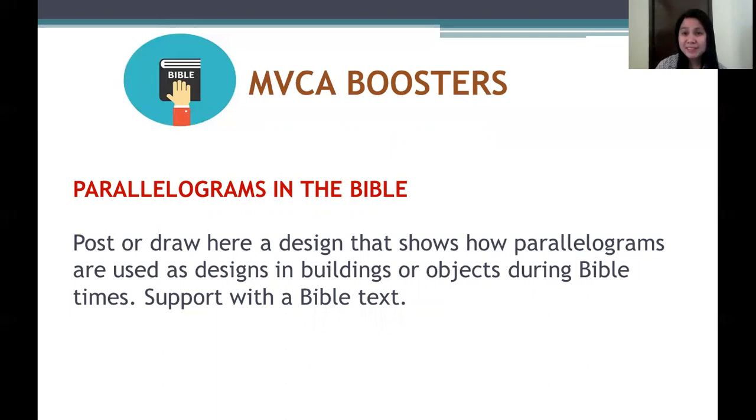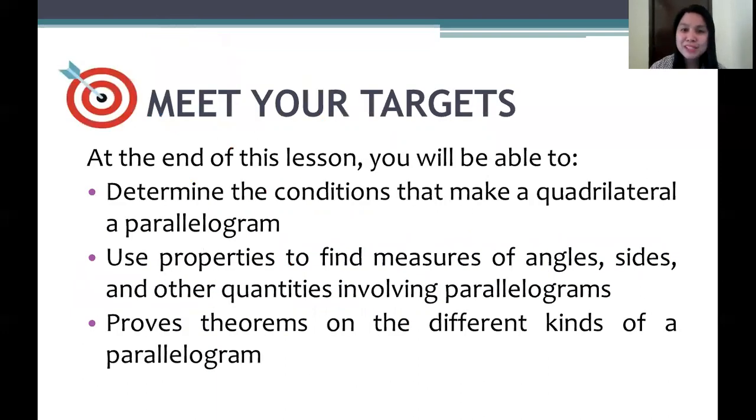Now, at the end of today's class, we'll be able to determine the conditions that make a quadrilateral a parallelogram. Second, use properties to find measures of angles, sides, and other quantities involving parallelograms. And the third one is to prove theorems on the different kinds of parallelograms.